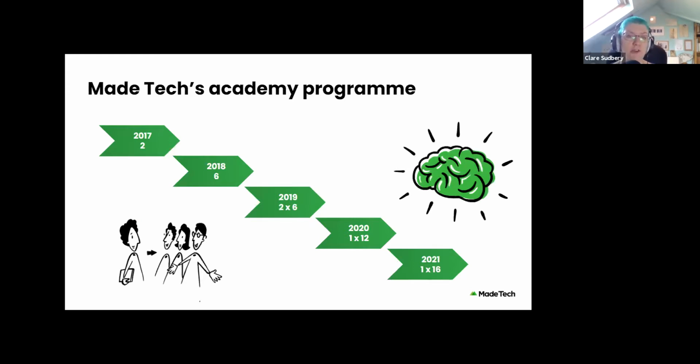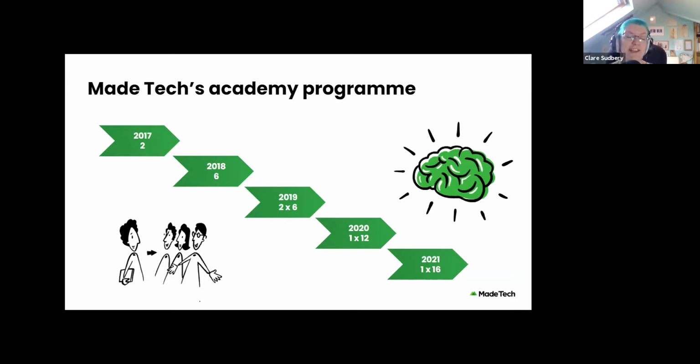So we have been running academies now since 2017. In 2017, there was just one very small academy program with 2 academy engineers. And then in 2018, we ran another one, this time with 6 engineers. In 2019, we ran 2 academies, each with 6 engineers. And last year, 2020, during lockdown, we ran another academy, this time with 12 engineers. This year, we're planning to run at least one academy with 16 engineers.